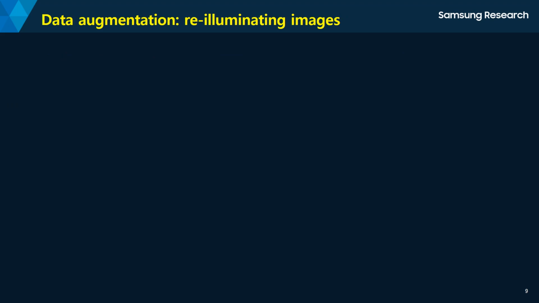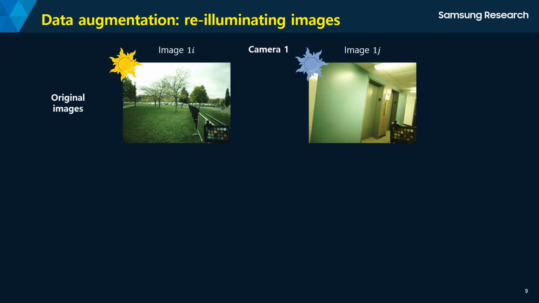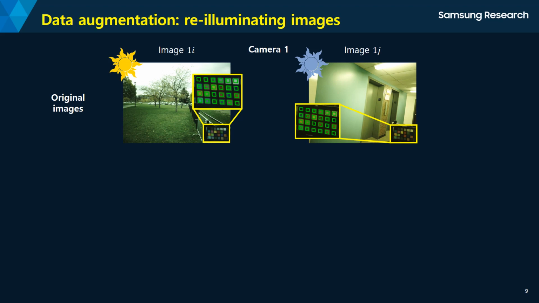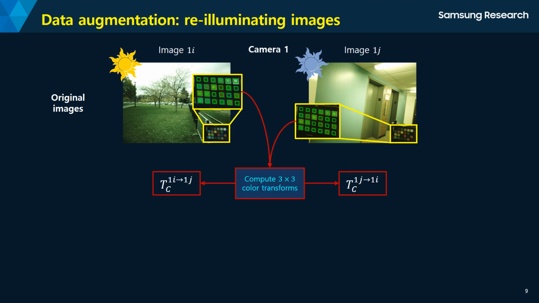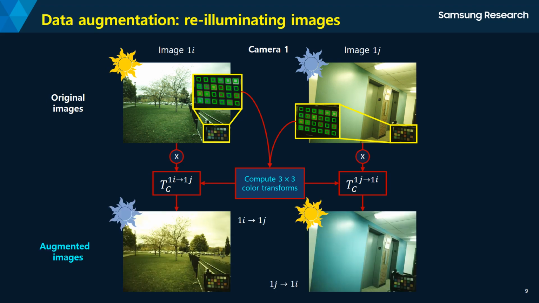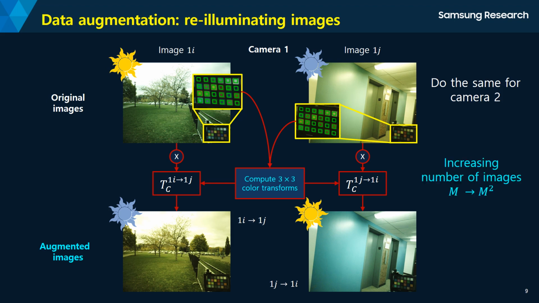The number of images in both NUS and S20 datasets is small, only a couple hundred images in each. To augment these images, we use the following technique. Given two images from the same camera, we extract the color chart values, compute two color transforms from image I to image J and vice versa. Then we use these transforms to re-illuminate the original images so that image I will be re-illuminated by the illuminant from image J and vice versa. We do the same for the corresponding images from camera 2. This process increases the number of training images from M to M squared.